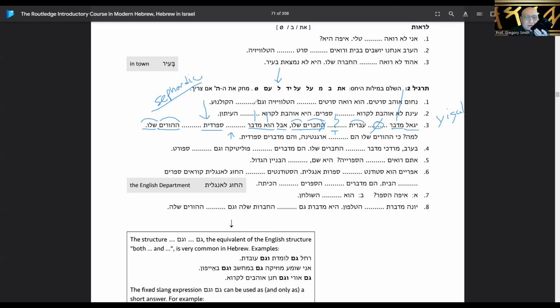Avalhu medaber im Sephardit. Oh, wait a minute. This is Spanish. אבל הוא מדבר עם ספרדית. But he speaks Spanish. I thought it looked just like a transliteration of Sephardic, which is a dialect of Hebrew. But Sephardit is Spanish.